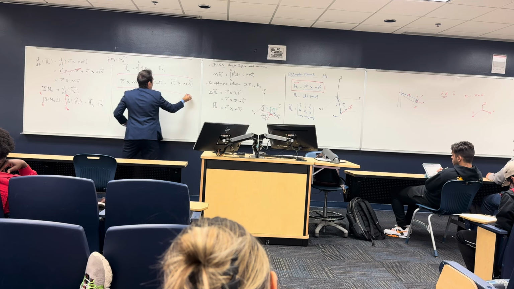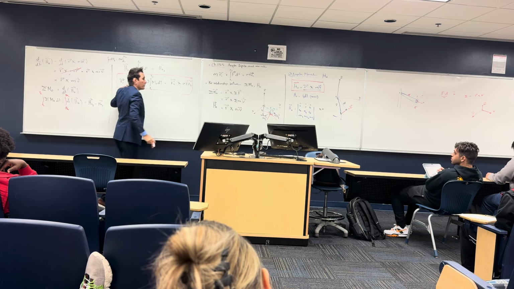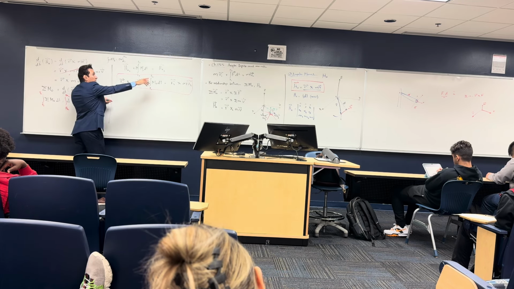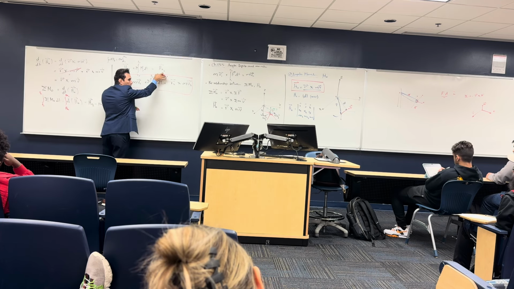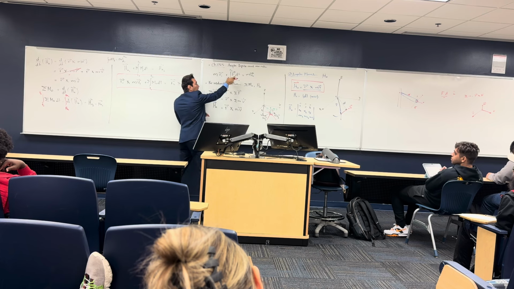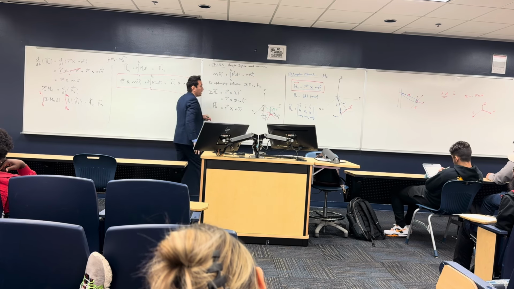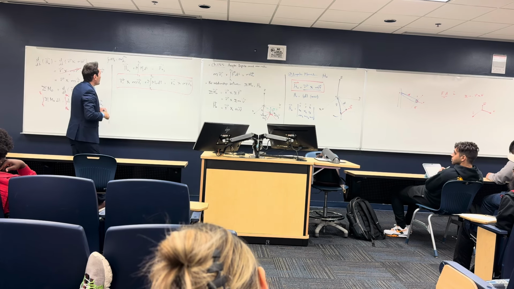What is the difference between this and this? This is angular, this is linear. So everything here is angular momentum, angular impulse, angular momentum. There it is linear momentum, linear impulse, linear momentum. That's the only difference that we have here.